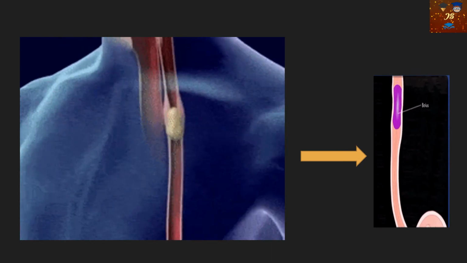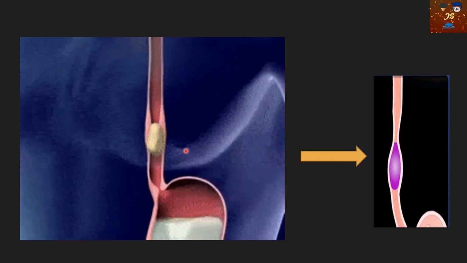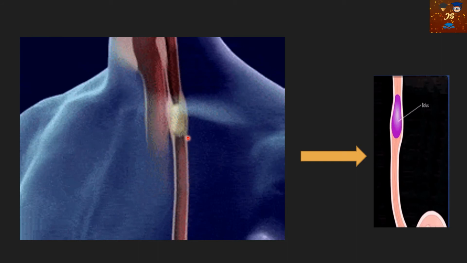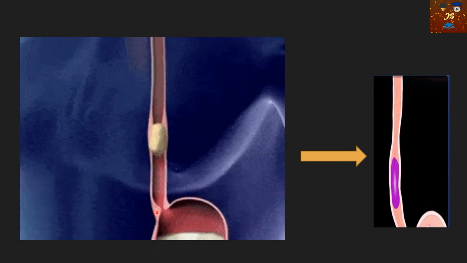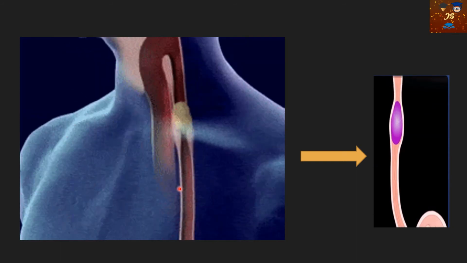So friends, you can see how the esophageal sphincter helps in the entrance of the food from the esophagus into the stomach. Here the food is coming through the esophagus. Now we will see, this is the esophageal sphincter. The food pushes the esophageal sphincter and enters into the stomach.